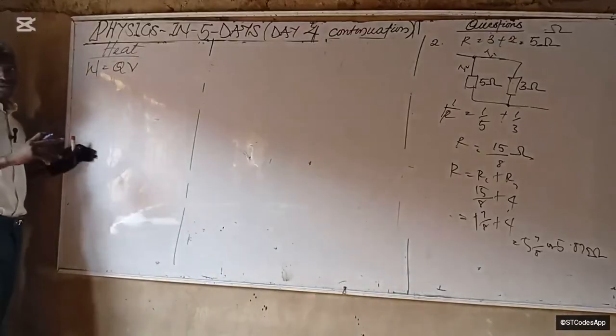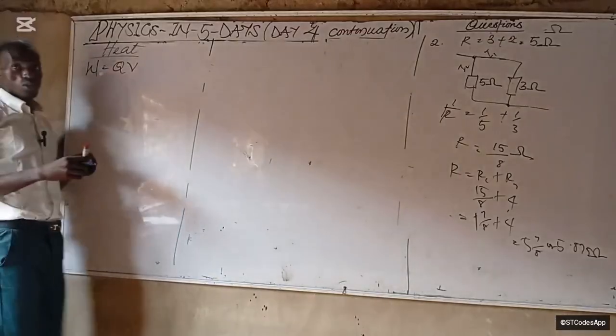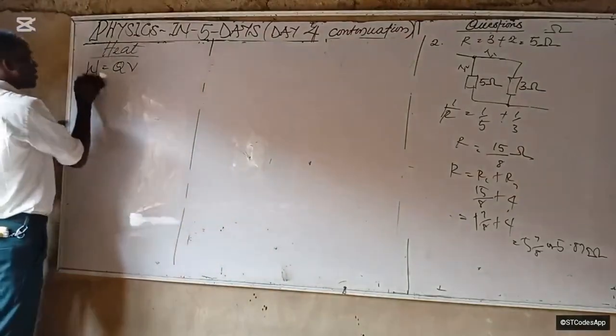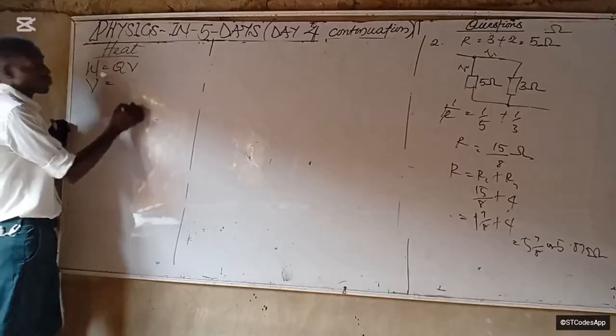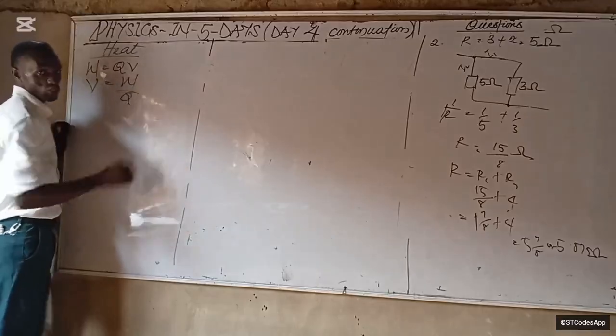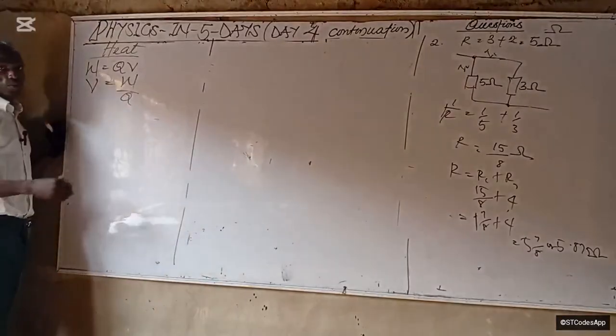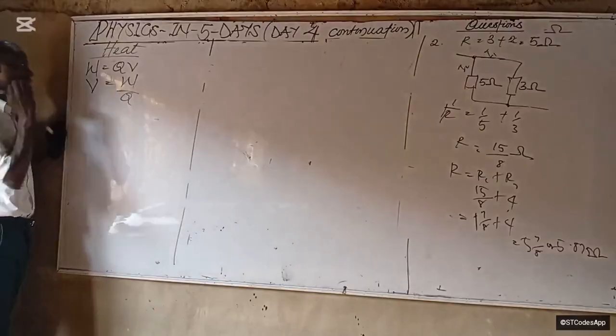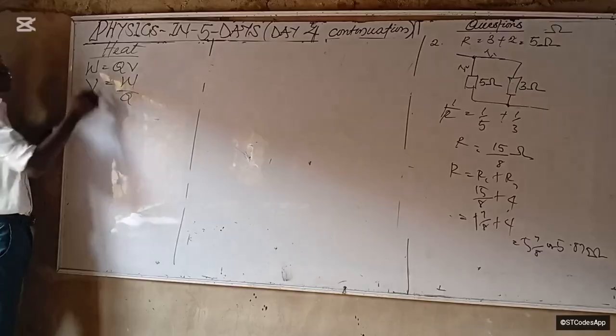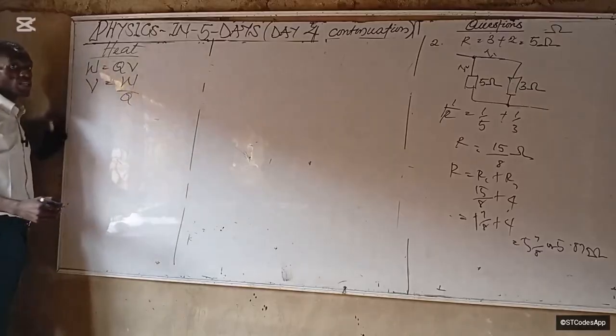Is this clear to everyone? Okay, do you remember this one? You remember we said electric potential is equal to work done per unit of charge. And work done is energy, so heat energy can be calculated this way. Does that make sense now?